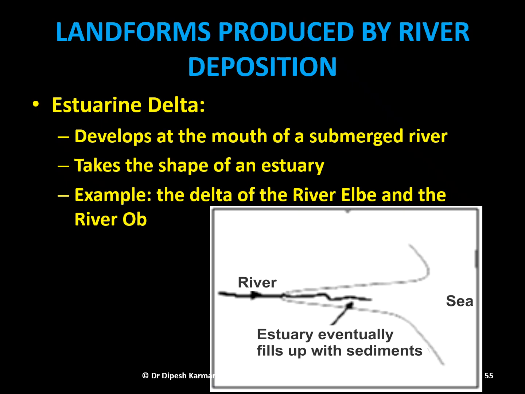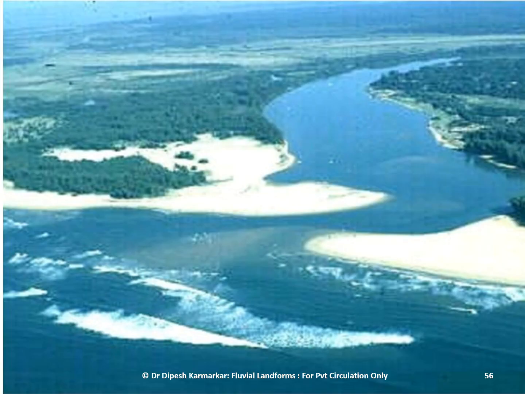A third type is the estuarine delta, which develops at the mouth of a submerged river and takes the shape of an estuary. Examples include the deltas of the river Elbe and the river Ob. This image shows an estuarine delta with its funnel-shaped mouth widening towards the sea.